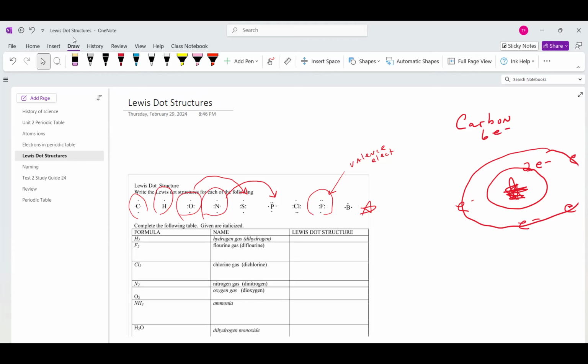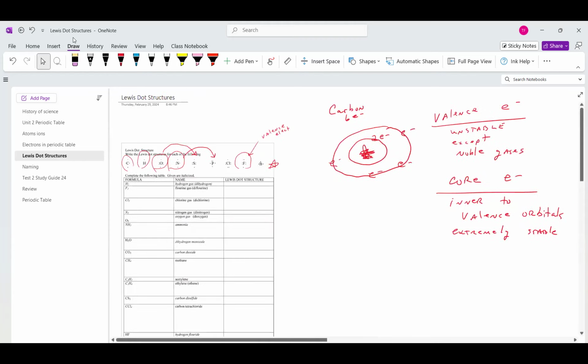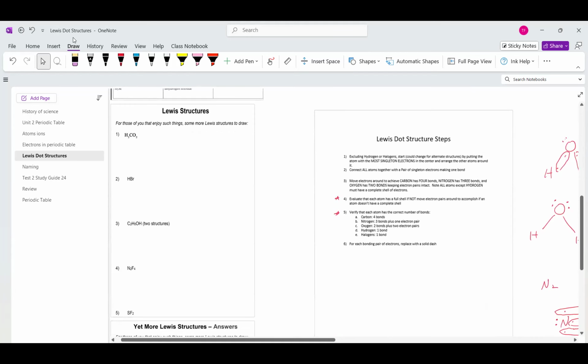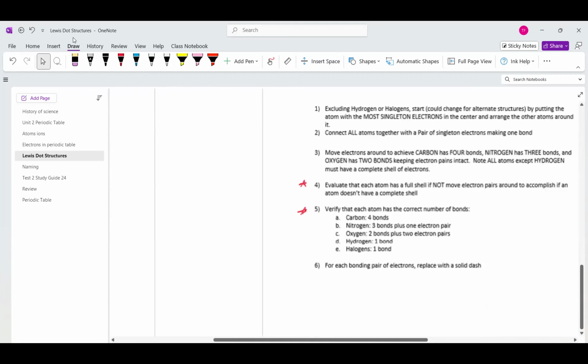Okay. So what I've put together are a set of rules and steps here.